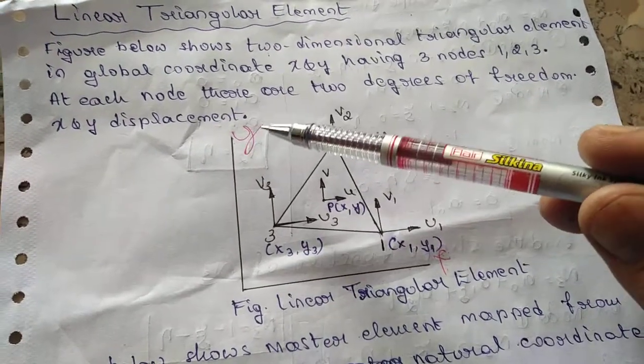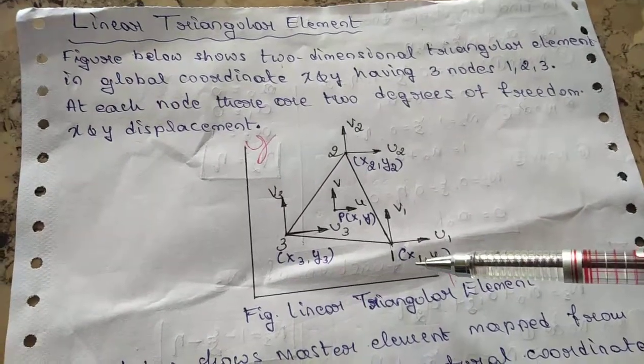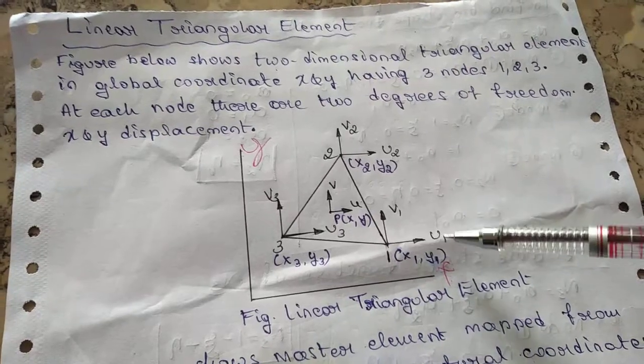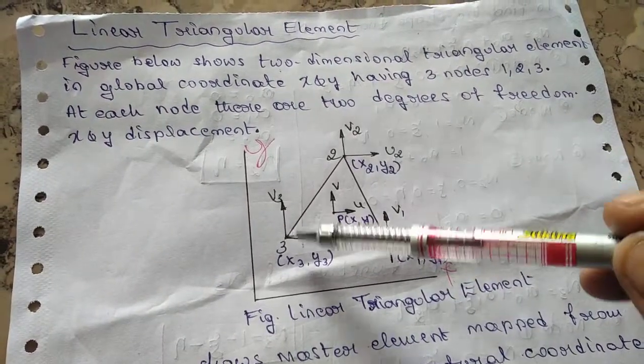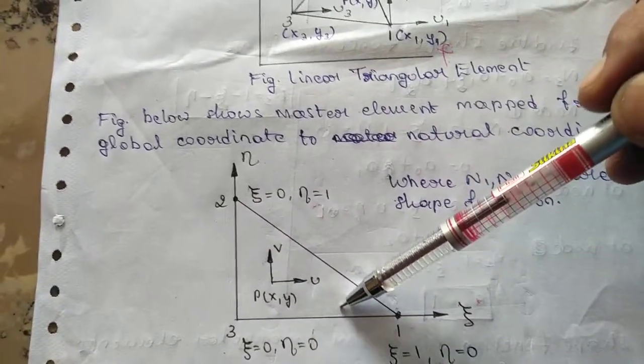At each node there are 2 degrees of freedom, in x and y displacement. There will be 2 degrees of freedom here: u1 v1, u2 v2, u3 v3. So this is the figure. And next, here the mapping has been done.